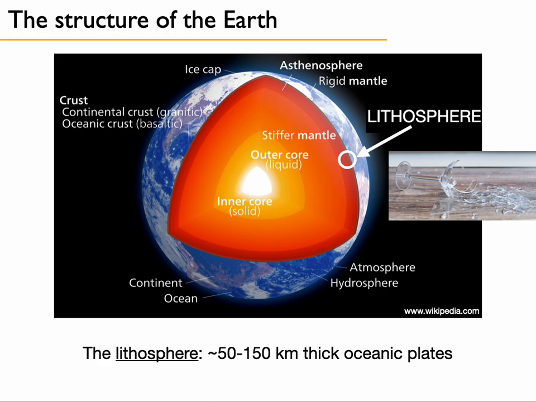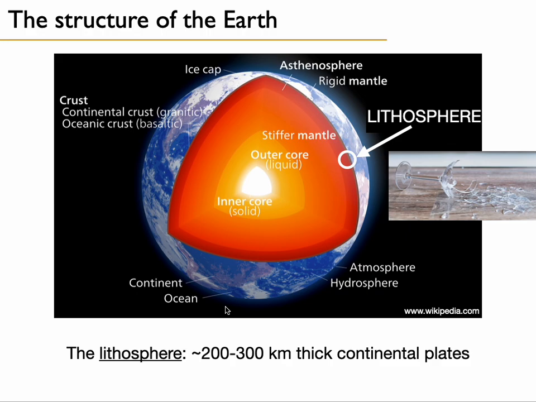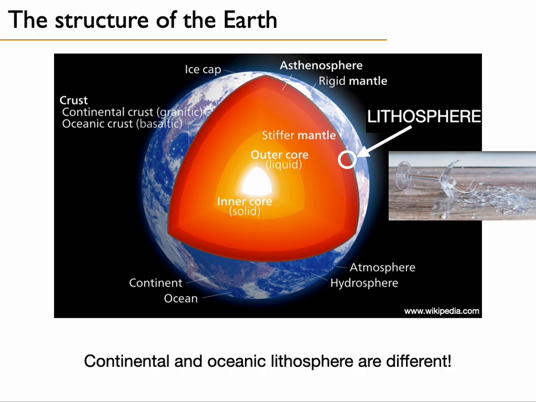The lithosphere, in terms of thickness, is different in oceanic domains and continental domains. It's about 50 to 150 kilometers in oceanic domains, and sometimes above 200 kilometers in the continental domains. So we will have different types of lithospheres, the continental lithosphere and the oceanic lithosphere, and we will discuss the differences in a bit more detail.